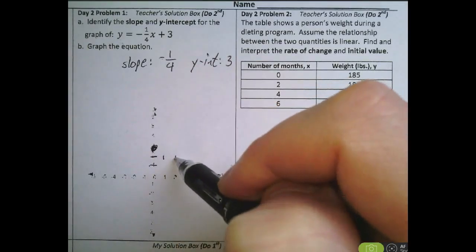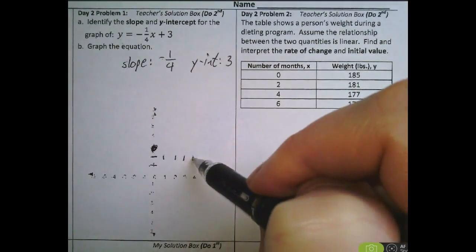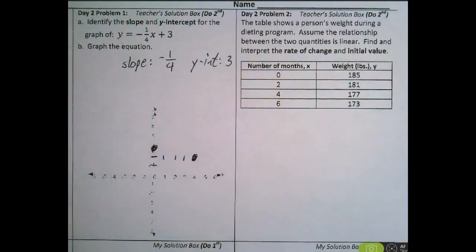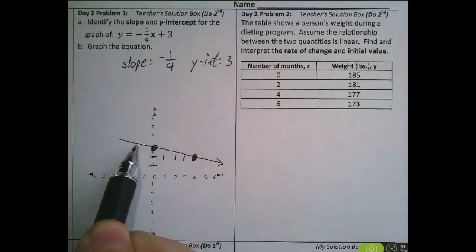So 1, 2, 3, 4. Again, I can't see the marks here, but down 1 over 4 is the other dot. And so here is the line.